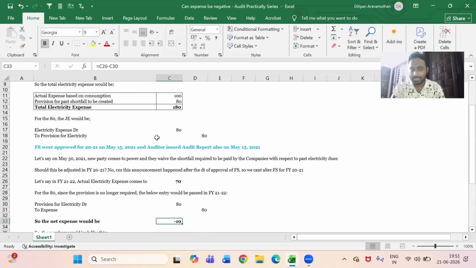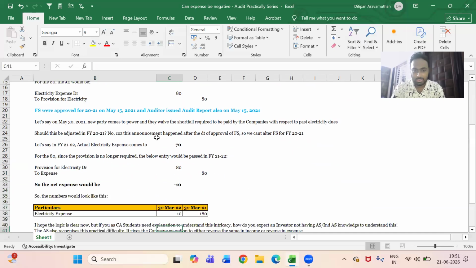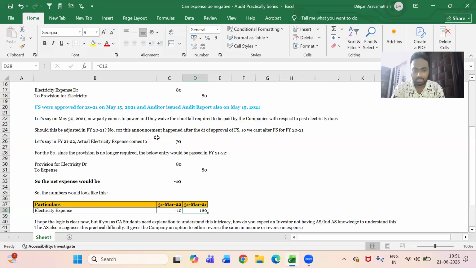But you might be thinking, okay, this is fine. So how do the comparators look? For 2021, the comparator would be 180. And for 21-22, the number would be minus 10, because there would be 70 of electricity expense of 21-22 that is actually incurred, and an 80 of reversal that results in a negative expense of minus 10. So I hope this logic is now clear to you guys.